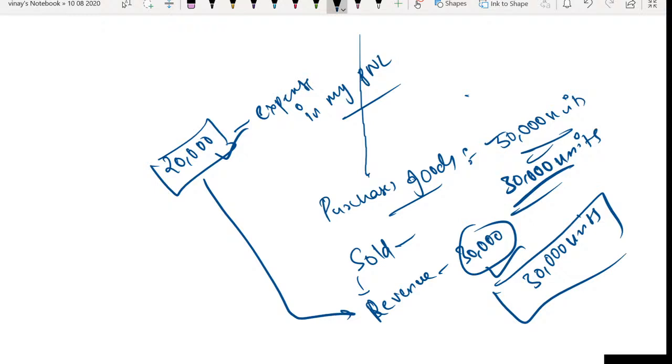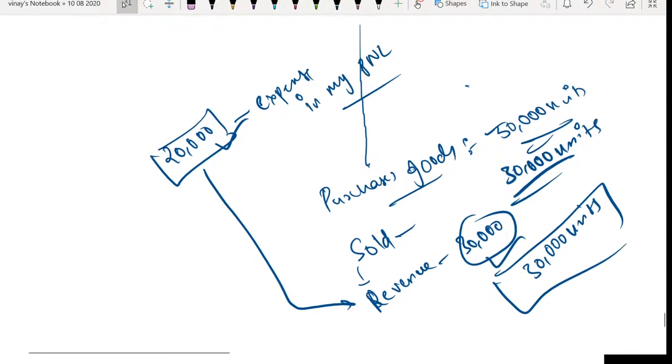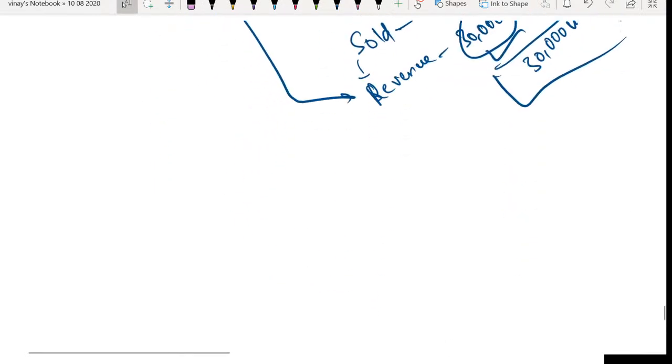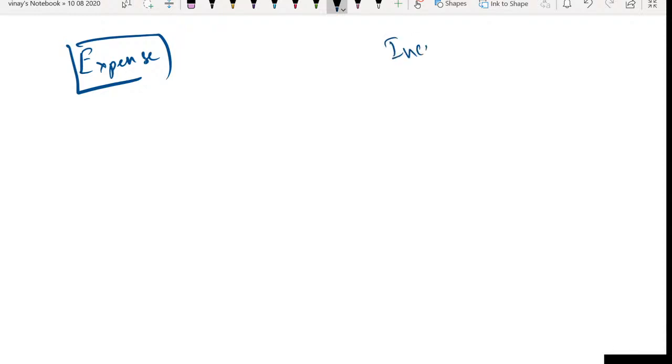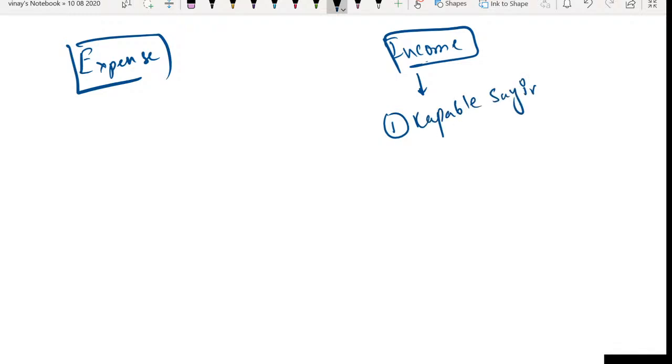And the matching principle, in combination with the revenue recognition principle, says that on the expense side, I have to decide which expense to recognize, and on the income side, when I can recognize my income. On the income side, it says that you can recognize an income when, first point, you are capable of saying that your expenses were incurred to get this income.